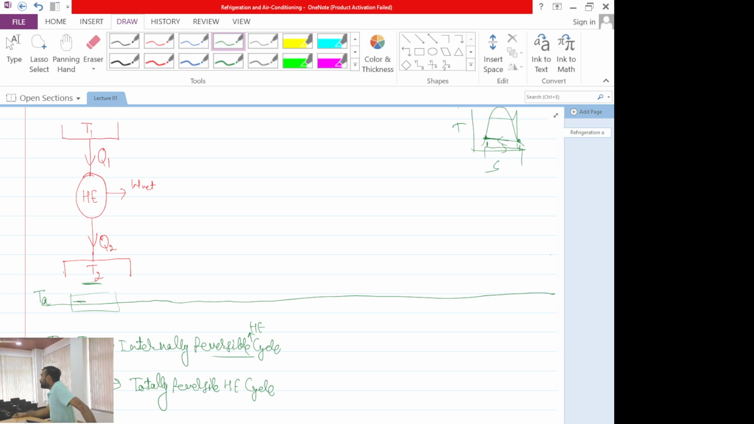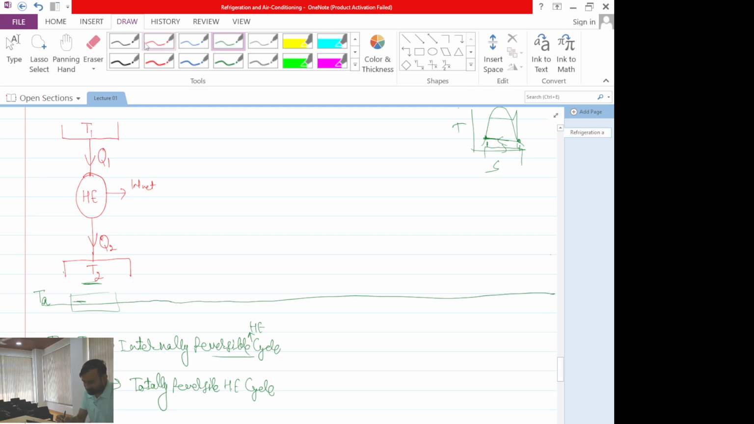Heat engine it is? Yes. Generally, practical heat engines are internally reversible. Their idealization is actually internally reversible. Okay. All are clear with this point? So for a totally reversible heat engine cycle, T2 has to be equal to TA.